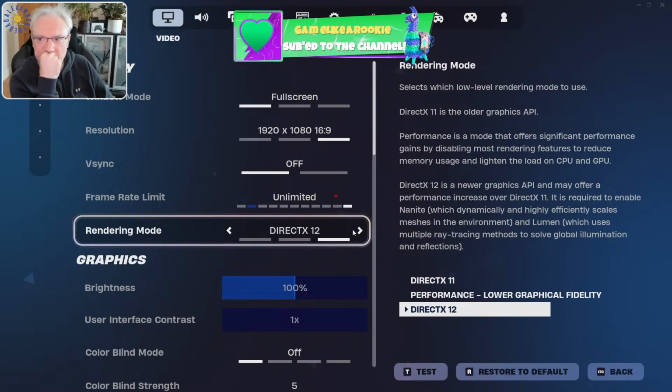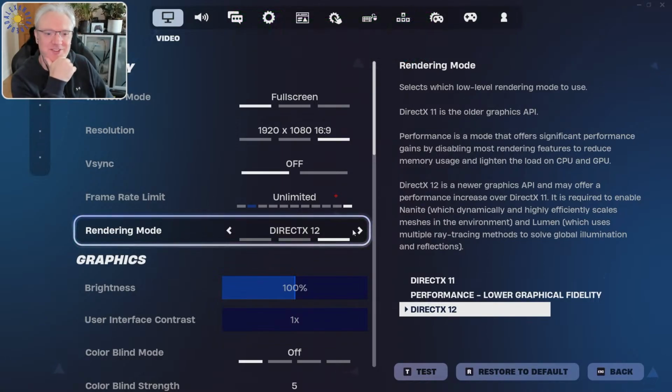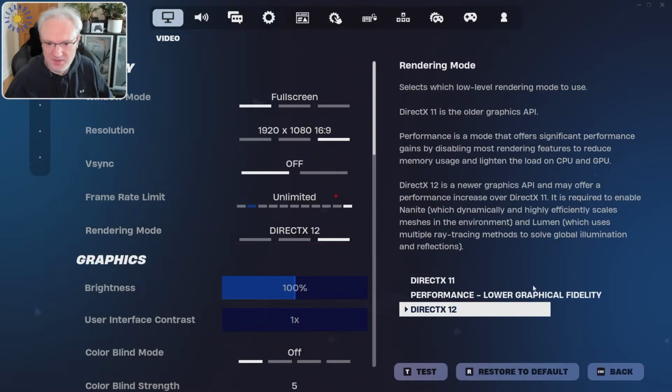Performance mode offers significant performance gains by disabling most rendering features to reduce memory usage and lighten the load on the CPU and GPU. Yeah. So it's really stripped down DX11 is what performance mode is. It's a shame they don't do the same things to DX12. If they did, then everyone should just immediately move to DX12 performance mode. Because as I say, this one is DX11. They're both DX11. It's just the performance mode is the stripped down version of it. It's a shame that there isn't the DX12 version.